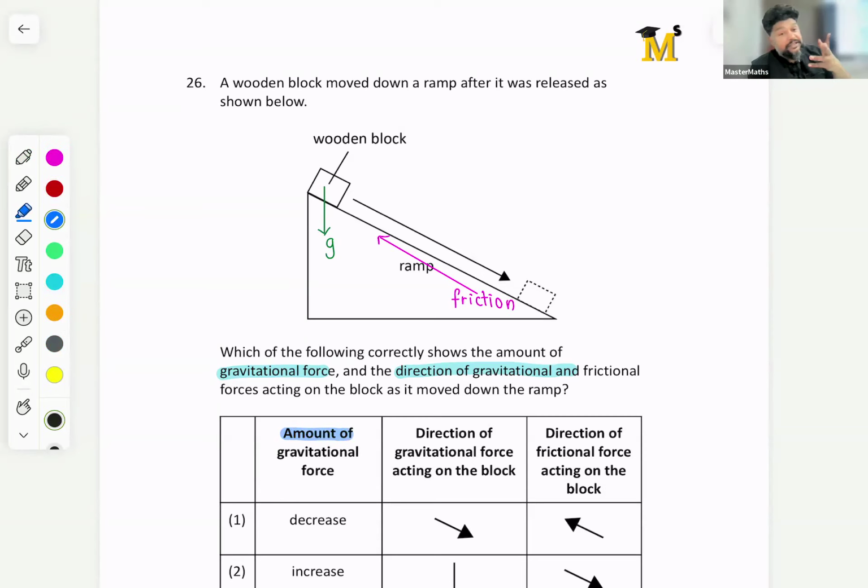What does the amount of gravitational force depend on? Arisa? Okay. I only got 2. What does the amount of gravitational force depend on?